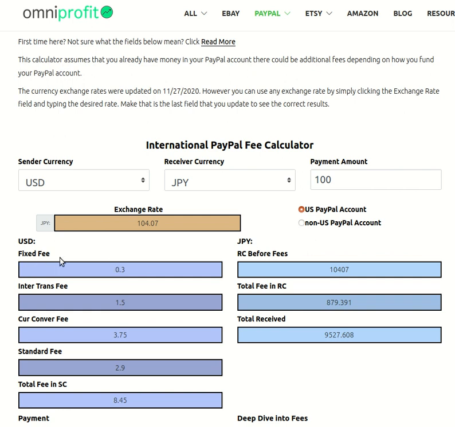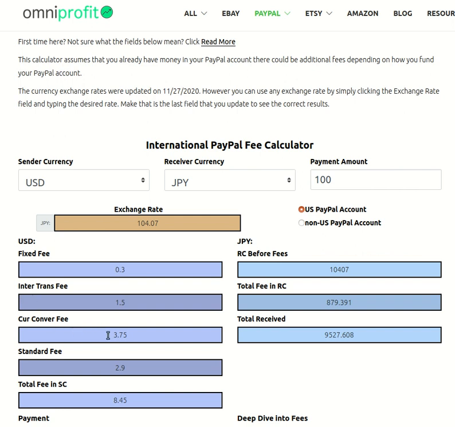So for the first field on the left column, the fixed fee, that's 30 cents. Note that all of these fields in the left column are in USD. This fixed fee is based upon the sender currency. If I change the sender currency, this fixed fee would also change. The next fee is the international transaction fee. That is a 1.5% fee of the payment amount. And that's simply because you're doing an international transaction.